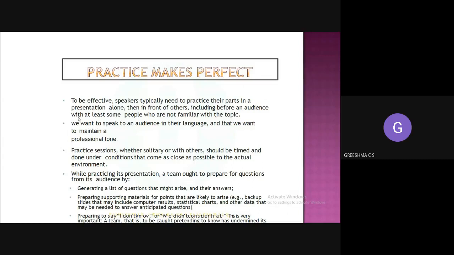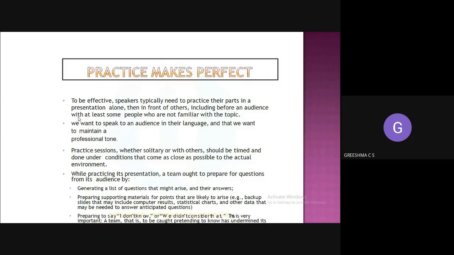So you have presented the presentation in English. The audience will be asking in their mother tongue. You are replying in the mother tongue, but the reply should be in a professional tone. Make sure that your slang is not coming and you maintain your professional tone. That's the second point: you want to speak to the audience in their language and maintain a professional tone.